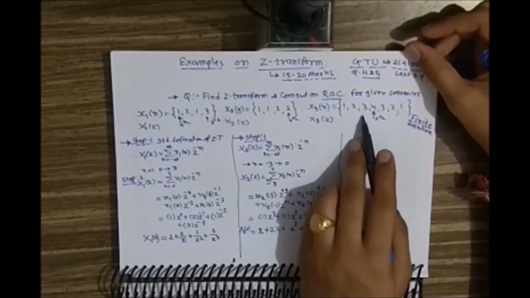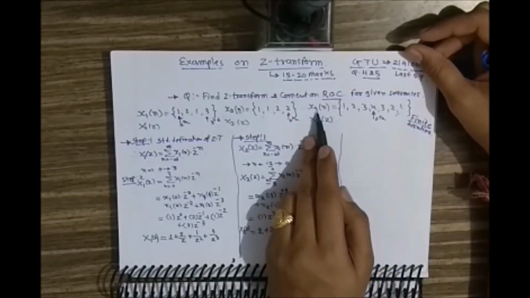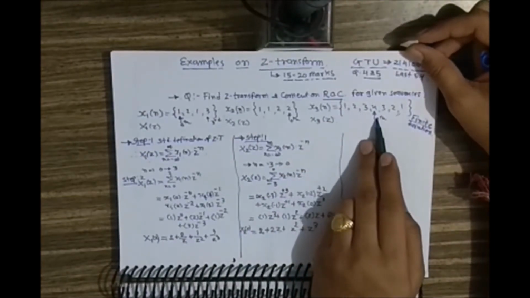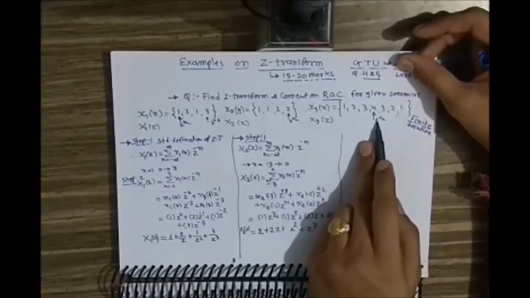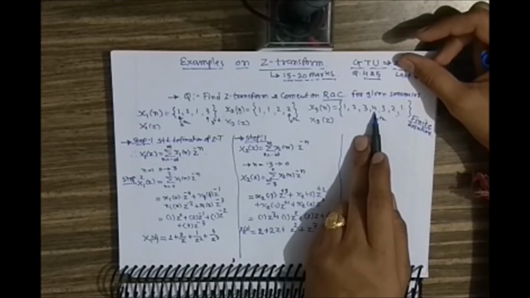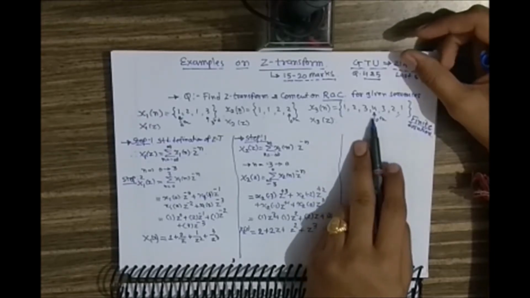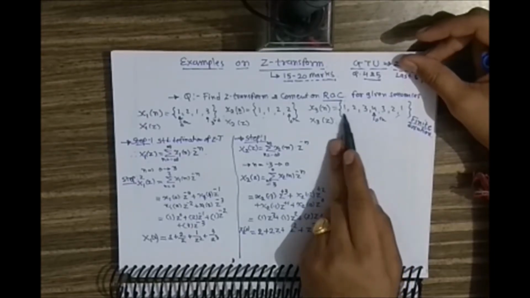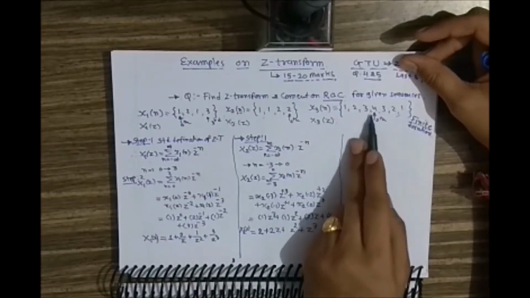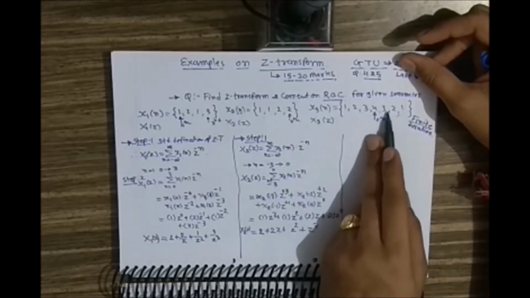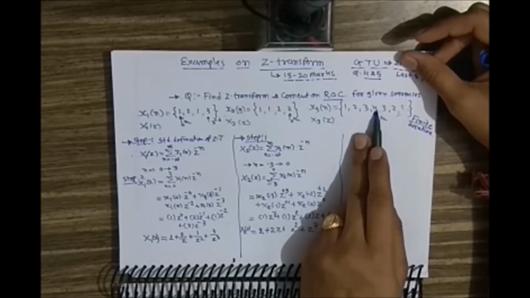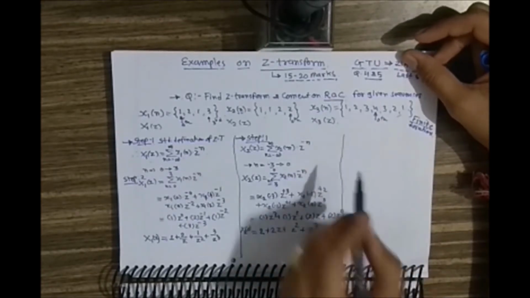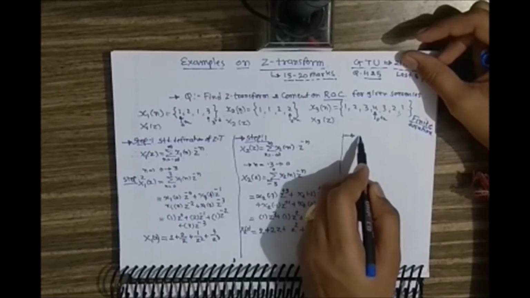causal sequence has the negative power of z, and the z transform of an anti-causal sequence has the positive power of z. But this third case, x3 of n, is different from x1 and x2, because x3 of n is a both-sided sequence, because it has samples on the left side as well as the right side. So 3 to 1 on the left side and 3 to 1 on the right side. So the zeroth sample represents the amplitude 4, and now we will calculate a similar example.